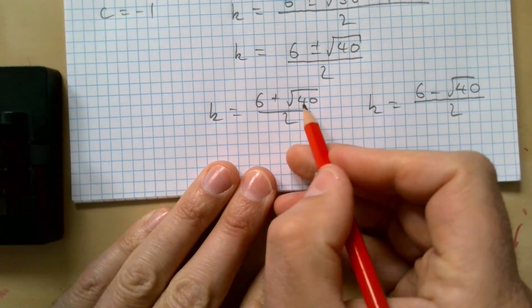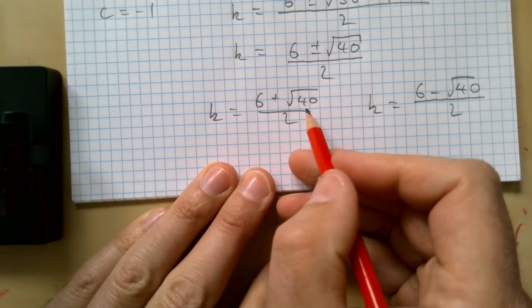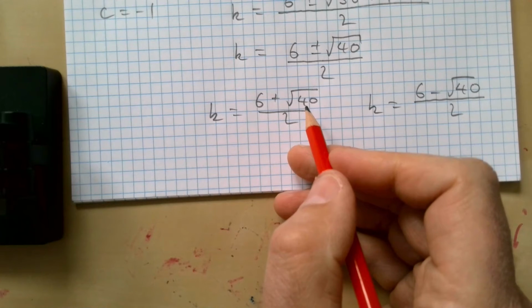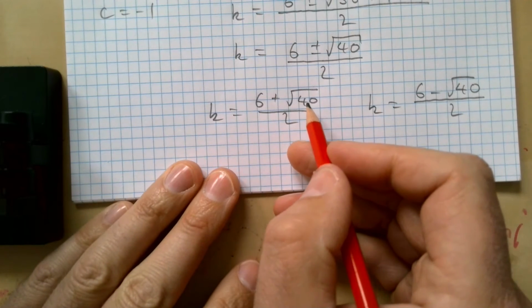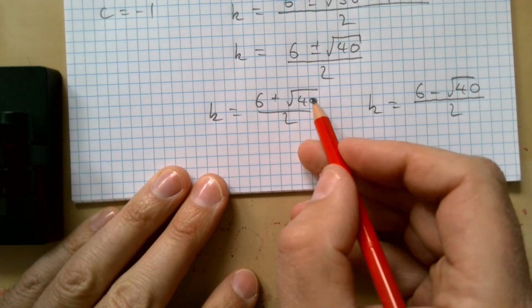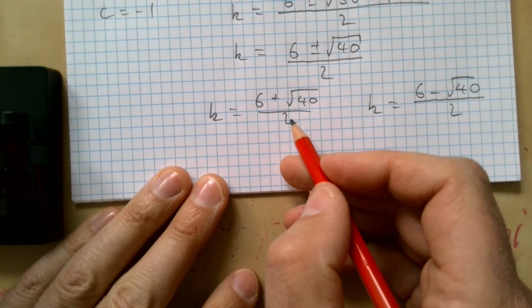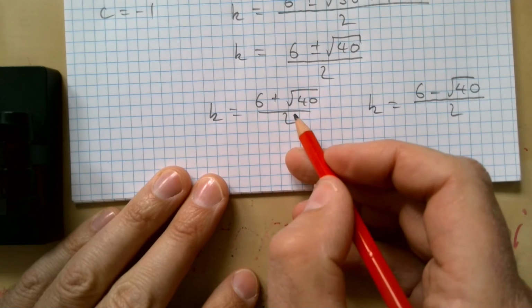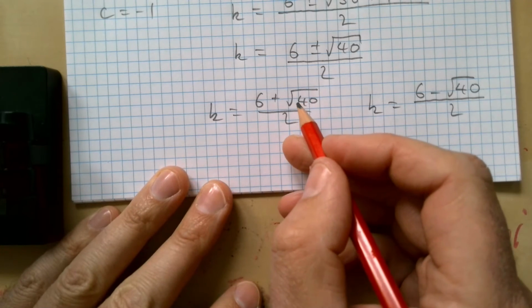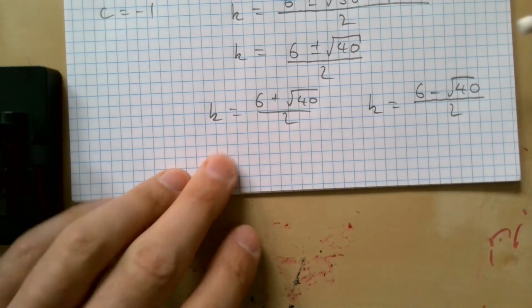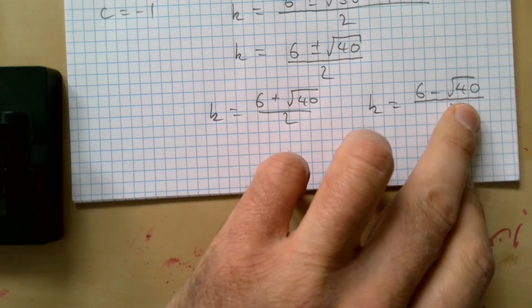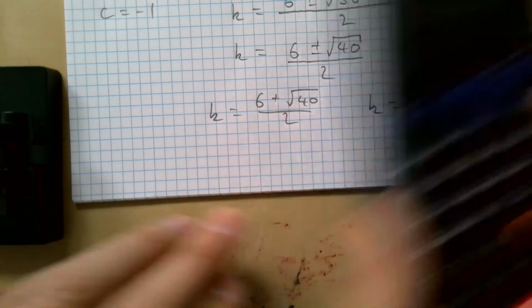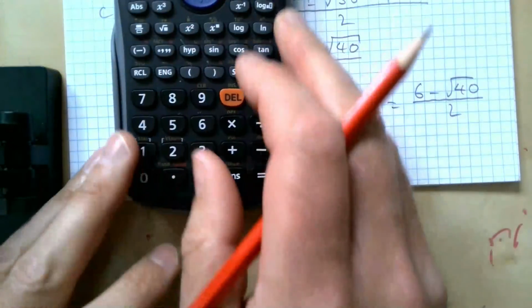The square root of 40 is going to be 6 and a bit, because we know the square root of 36 is 6. So 6 plus 6 and a bit divided by 2. I'm expecting, that's about 12 divided by 2, it should give me 6-ish. And the other one, 6 take away 6 and a bit, is going to give me kind of a small minus number. So let's see what we have here.